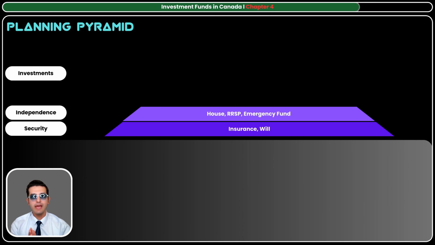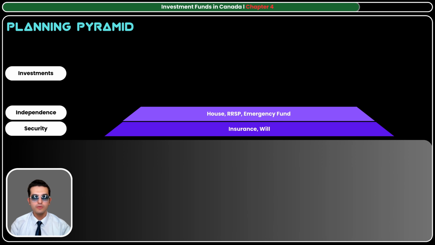Now try to have a house, an RRSP account, and an emergency fund. Okay? We didn't invest yet. We haven't thought about the investments yet. The first group was making yourself secure by having insurance and a will. The second priority is having a house, RRSP, and emergency fund, so you will feel independence.